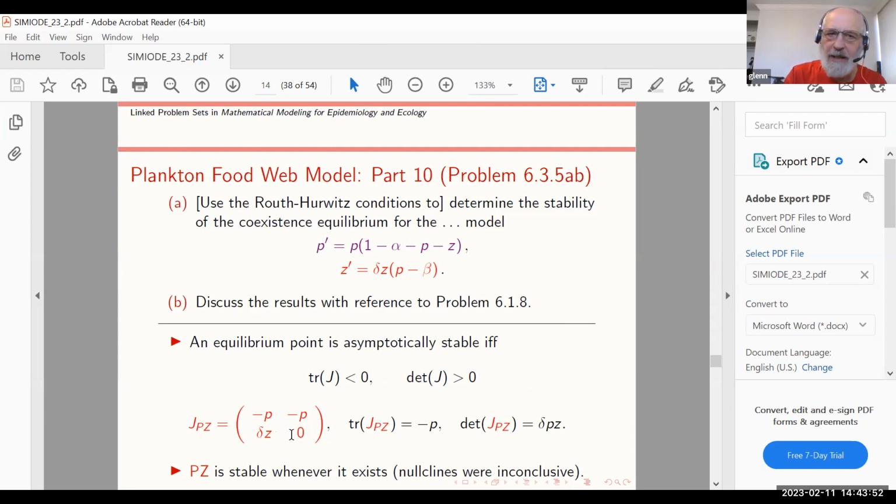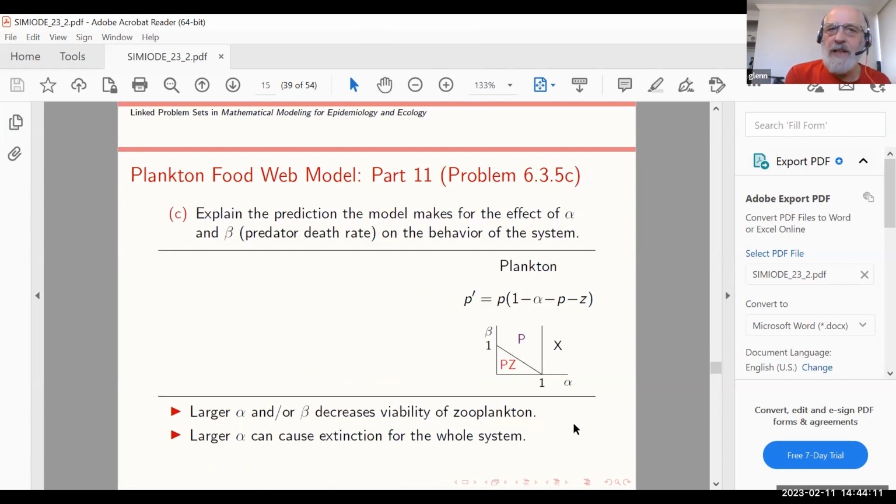I don't need to do that because the trace is minus P. That has to be negative. The determinant is delta PZ. That has to be positive. So the PZ equilibrium is stable whenever it exists. So we get information here that we didn't get from the null lines.